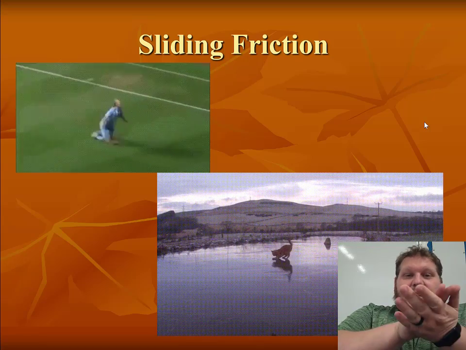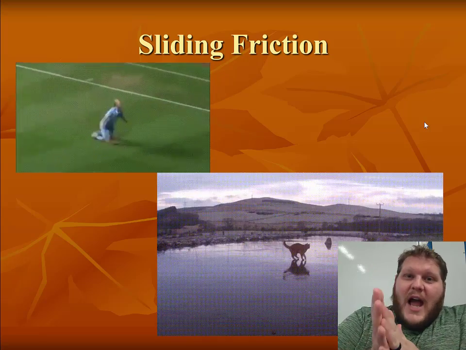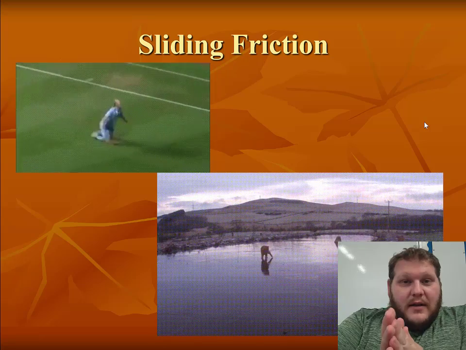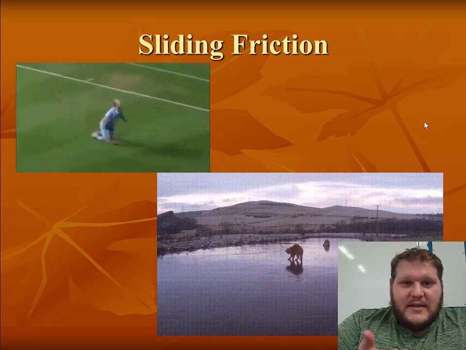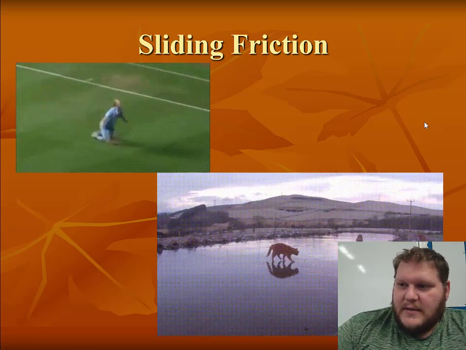So sliding friction, again, is anytime you have 2 objects, literally like it says, sliding past each other. That's the most common type of friction, what pops into people's brain when they think of friction. The 2 surfaces interacting with each other, sliding past each other. That's sliding friction, as you would expect.